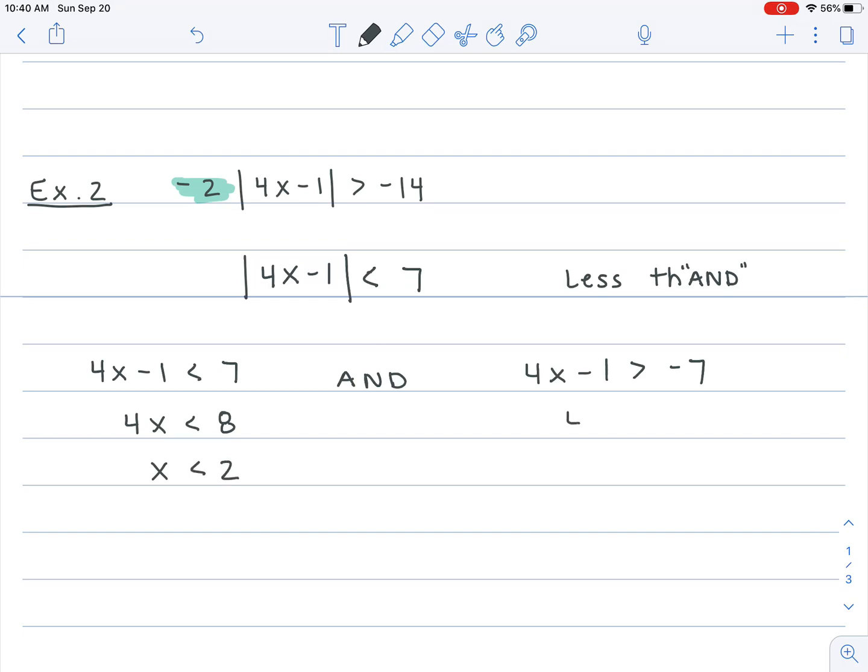I'm going to add that 1 over, so I have that 4x is greater than -6. Divide by 4, and I have x is greater than -6 over 4, which I can reduce down to -3 halves. We're going to graph this on our number line to figure out where our shading is. Since this is an and problem, you are going to be looking for the overlap. I would say the -3 halves goes here. If you write that as a decimal, guys, that is okay too. I do not care. Both these are going to be open circles.